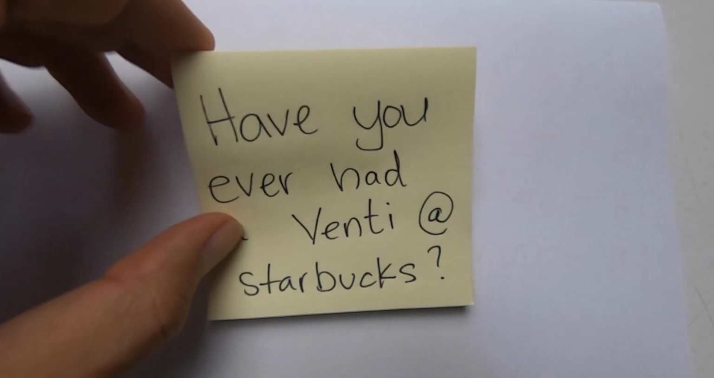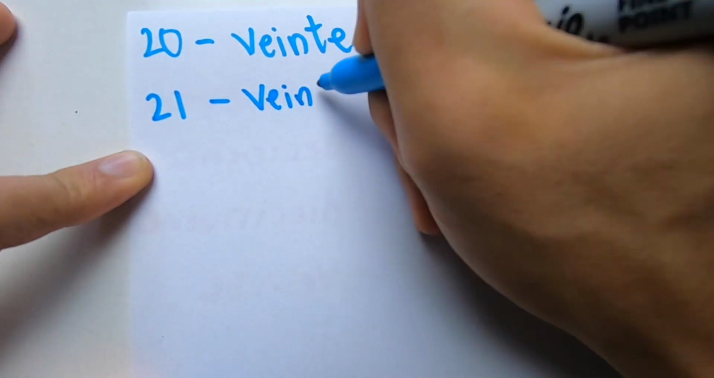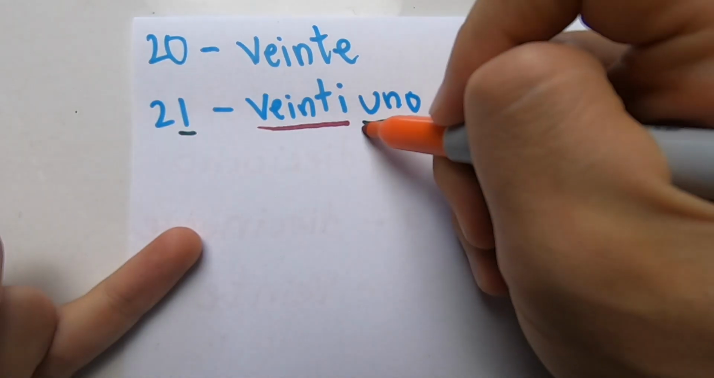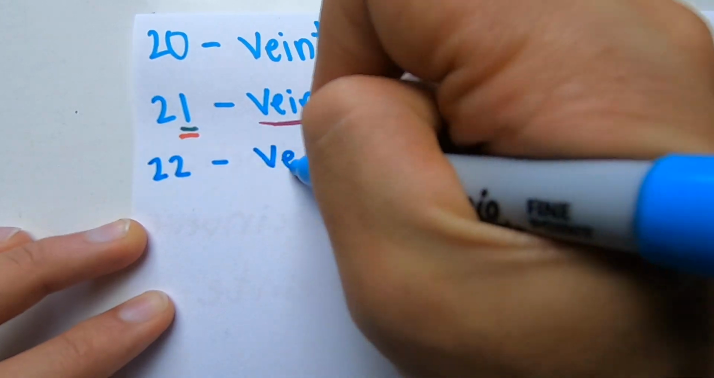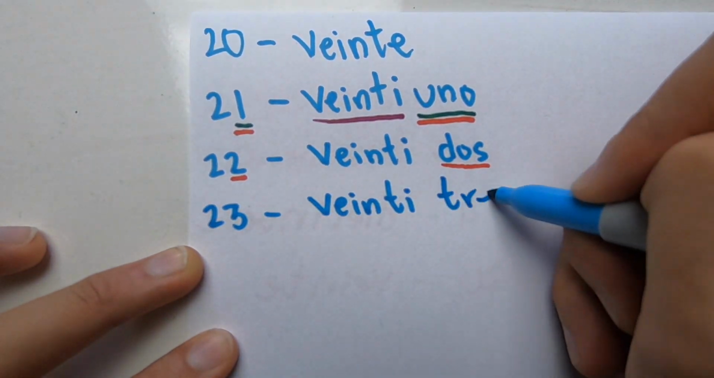Now I write this because it's very similar to Starbucks. 20. Notice that when we get to 21, the E disappears and we add an I. Everything else follows. There's a big pattern with the 20s.